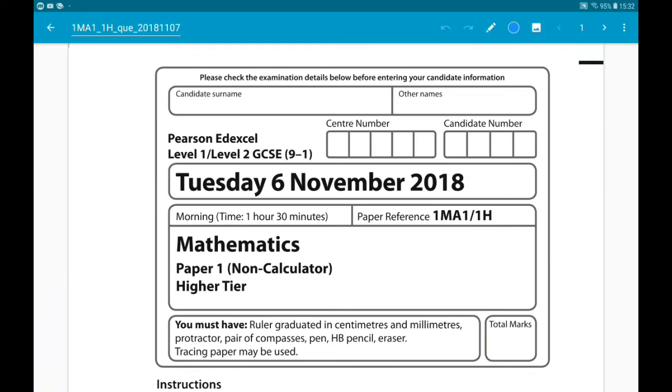Complete step-by-step walkthrough of the November 2018 Edexcel Higher GCSE Maths Paper 1.